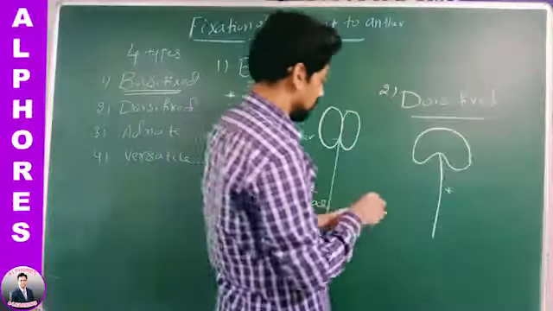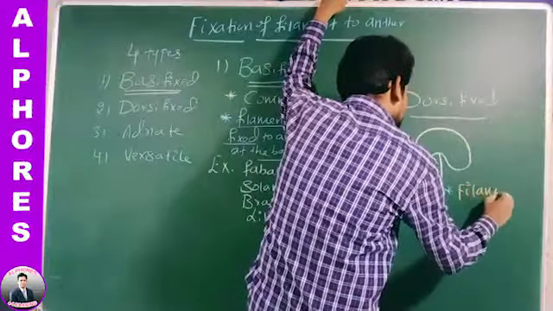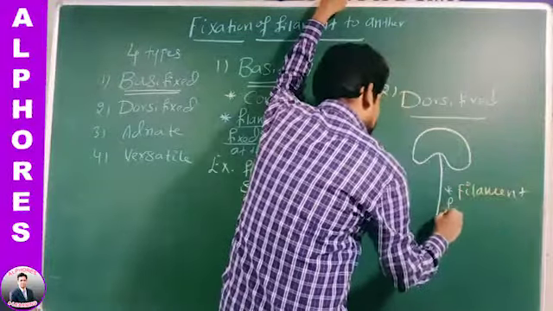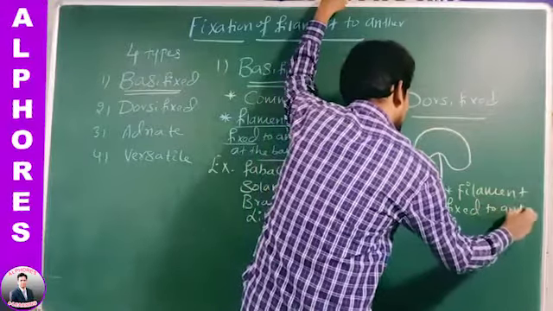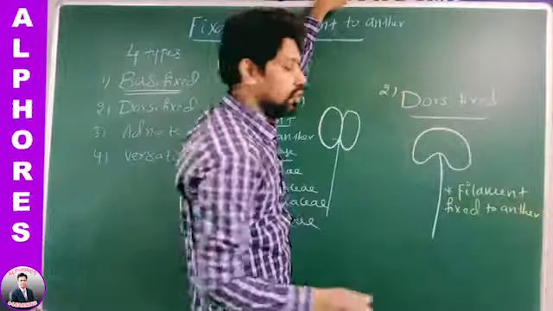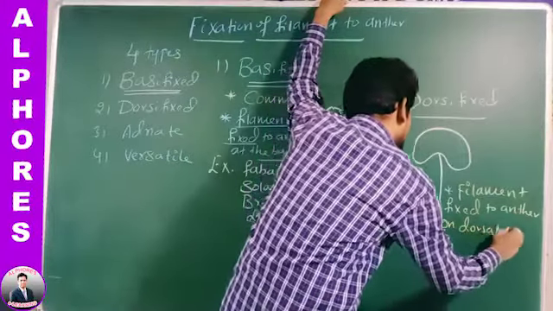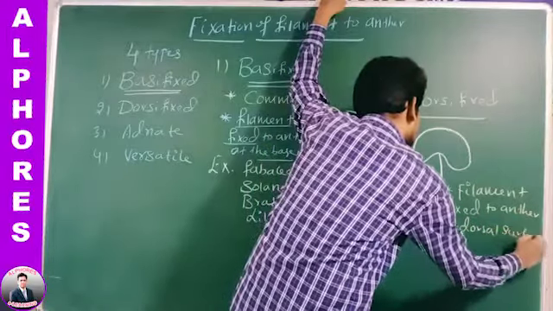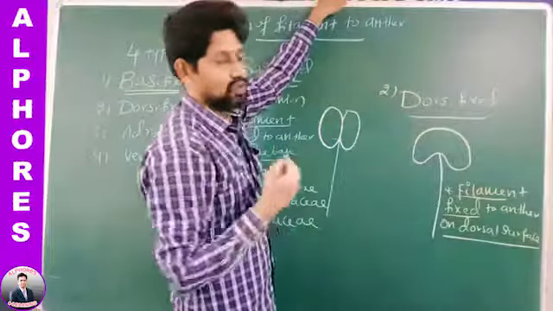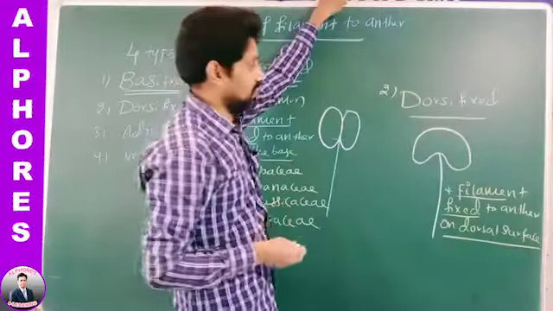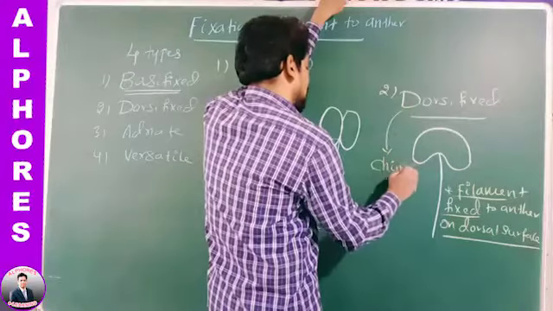Filament fixed to anther. Filament fixed to what, sir? Anther. Filament fixed to anther on dorsal surface. Filament fixed to anther on which surface, sir? Dorsal surface. Okay, right? Sir, dorsally fixed example is China rose.